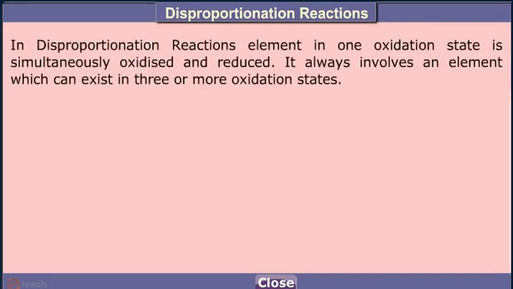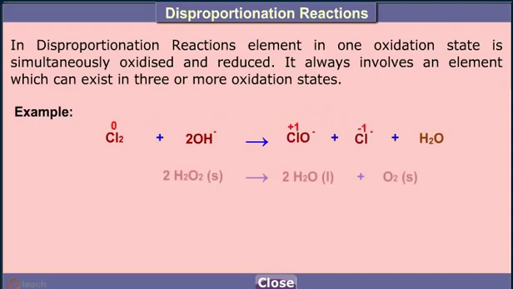In disproportionation reactions, an element in one oxidation state is simultaneously oxidized and reduced. It always involves an element which can exist in 3 or more oxidation states. Example: Cl2 and 2OH minus gives ClO minus and Cl minus and H2O.